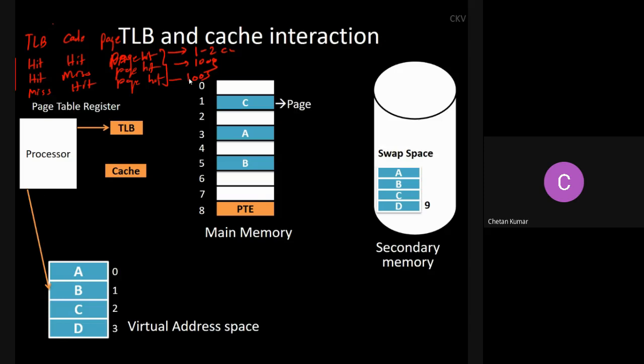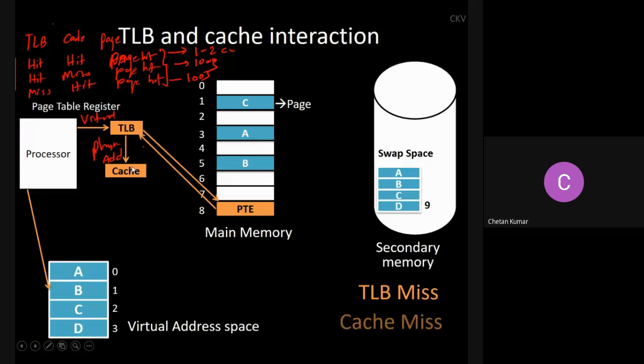The third scenario is you have a TLB miss. So you send the virtual address to the TLB, but there you will find that the translation information is not available. Then you go access the page table, and you will find the translation information in the page table, and the page is also available in the main memory. So that way you will be able to get the physical address. Once you get the physical address, you send it to the cache. But when you look in the cache, the data that you are looking for is not available. So it is a cache miss in this case.